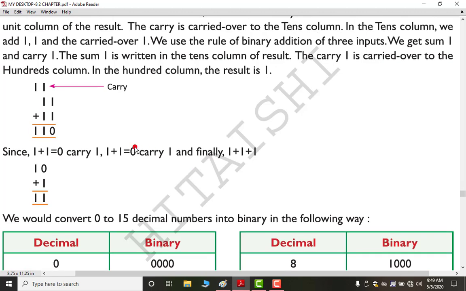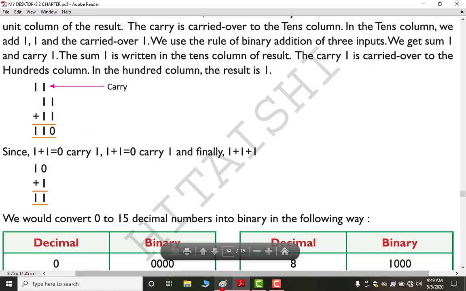If you want to add 1 1 with 1 1. So 1 and 1, 0. Okay. Carry 1. Now this 1 and 1, 0 and carry 1. Okay, now you have to add this 1 with this 0.